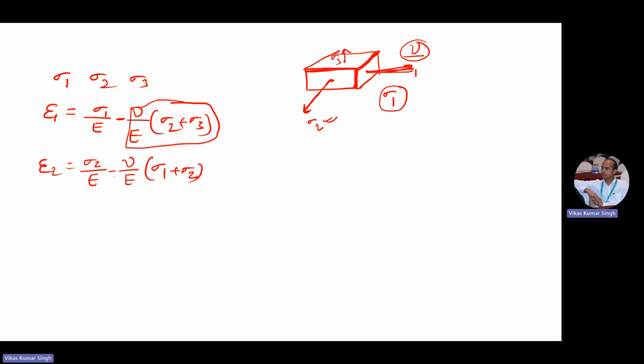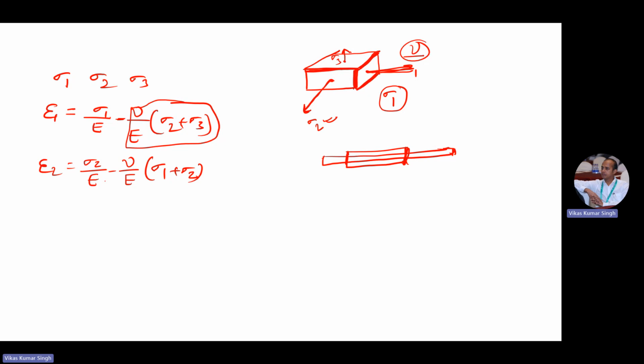And why am I writing minus here? Because when you increase the length in one direction, because of volume consistency, this dimension should reduce and this one should also reduce. Once you increase the length, your width or thickness should decrease because of the volume consistency. Suppose this is a bar and you are increasing the length, the volume should be the same. So when you increase the length, the thickness should reduce.